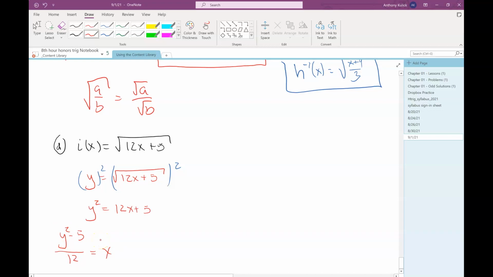Now the x is all by itself, so I can rewrite this in function notation and swap the x's and y's. And I'm done. Cool.